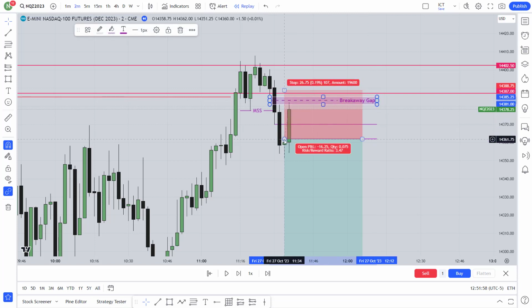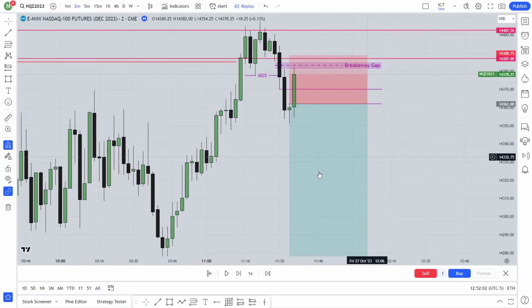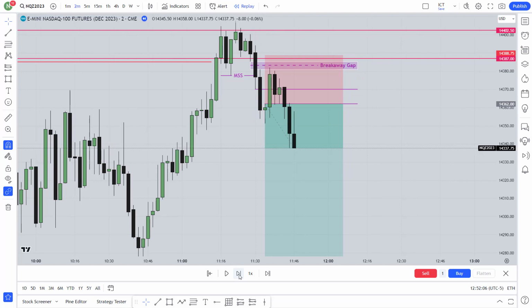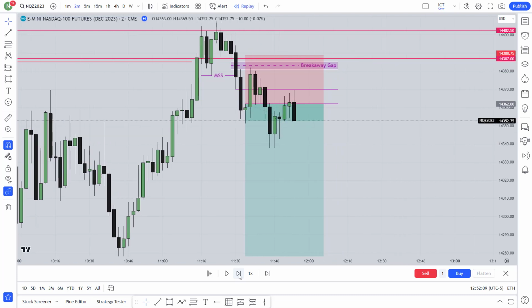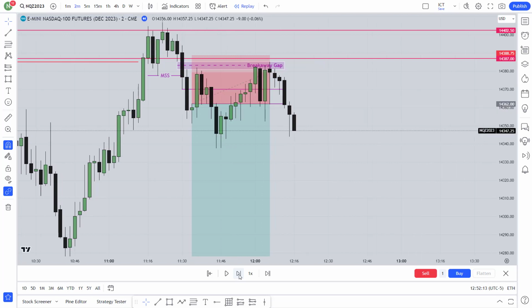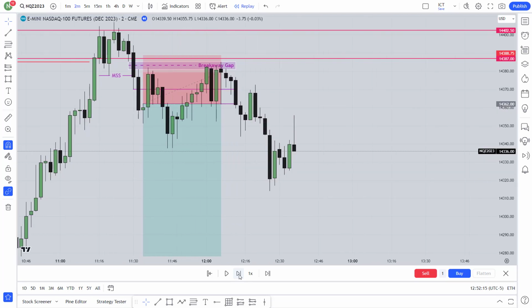Take your entry at the first fair value gap, cover your stop loss to the second fair value gap, and then look how price did. It went a little bit lower, trade once more over there, and okay.